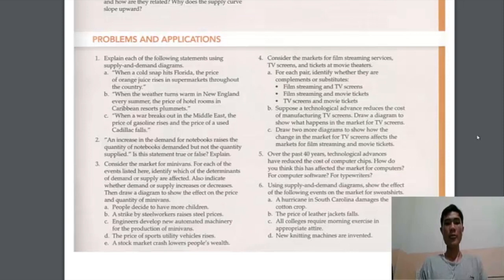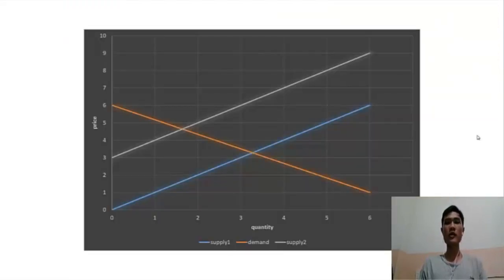And the statement number 3: when a war breaks out in the Middle East, the price of gasoline rises and the price of a used Cadillac falls. Because when a war happens, the people and the factories tend to manufacture weapons and other goods rather than necessities. The gasoline becomes a luxury and not necessary, so the price of gasoline is rising.